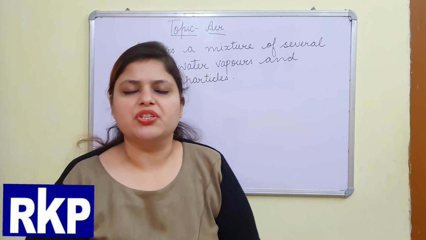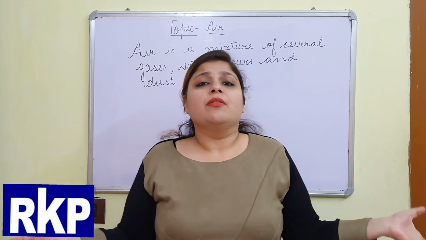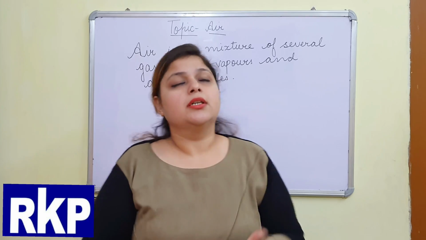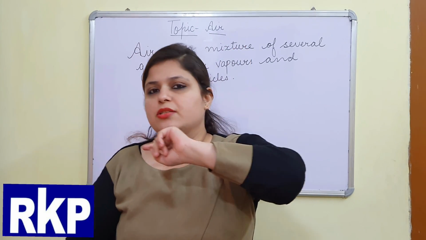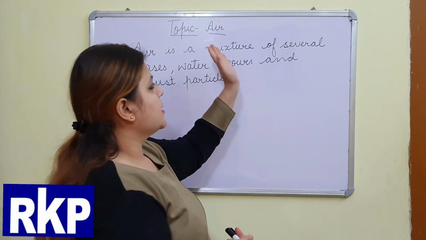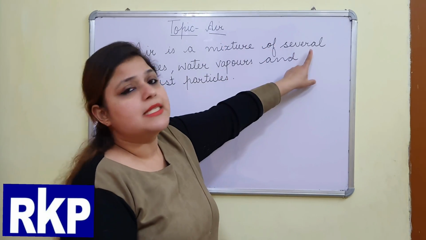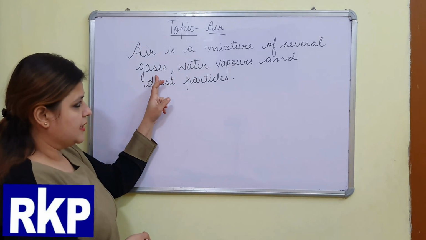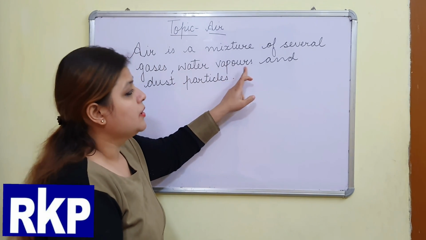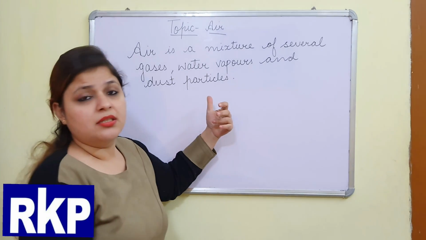What do you mean by mixture? Mixture means in which many things are mixed together. So air is also a mixture. Air is not made up of a single thing. Air is a mixture of several, means various, so many gases, water vapors and dust particles.